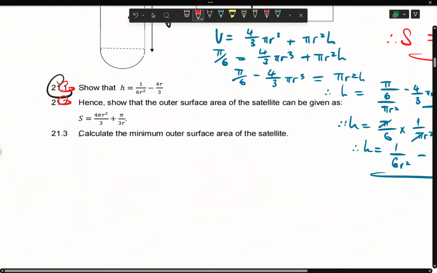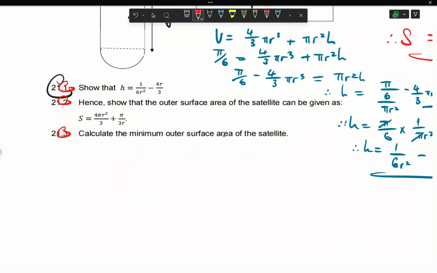So now let's take a look at this one. They say that we have to calculate the minimum outer surface area of the satellite. Remember, the minimum is the stationary point where the slope is 0. So we have to take the first derivative of this. First, write down your surface area formula, which is 4 pi r into r squared plus, let's take the reciprocal of this so that we can take the derivative. So this is 1 all over 3 pi and then r to the power of minus 1. The reciprocal, remember, is the opposite of what you're seeing; you have the invisible one there. When you take the reciprocal, now you have a negative exponent.